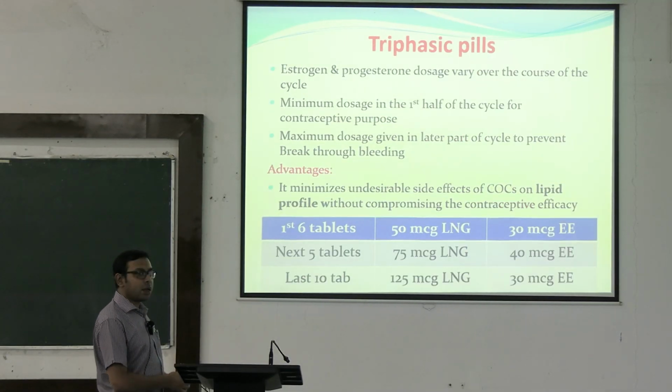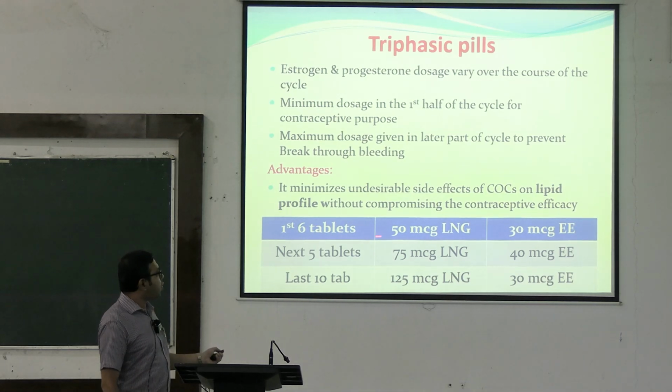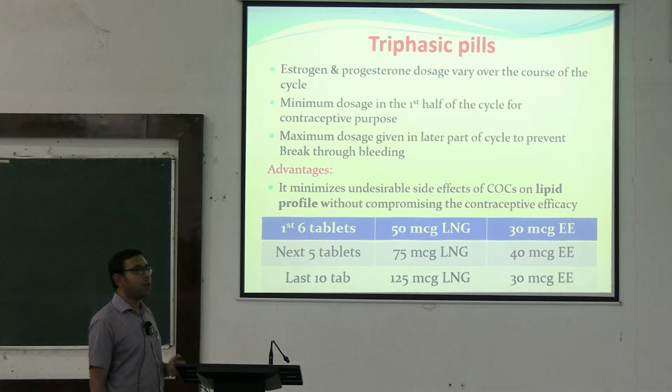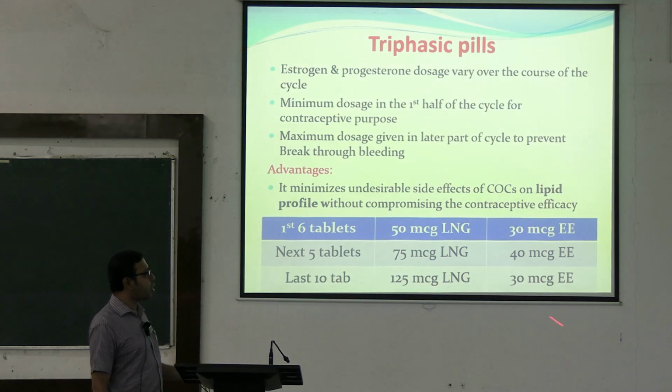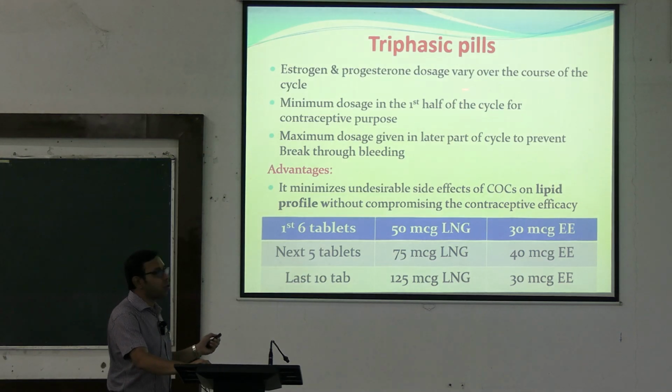So the triphasic pills, like already we have discussed, the first 6 tablets contain 50 microgram of levonorgestrel and 30 microgram of ethinyl estradiol. The next 5 tablets contain 75 microgram levonorgestrel, 40 microgram ethinyl estradiol. And the last 10 tablets contain 125 microgram levonorgestrel and 30 microgram ethinyl estradiol. So you can say there are changes. So estrogen and progesterone doses vary over the course of the cycle. Minimal doses in the first half of the cycle for the contraceptive purpose, and the maximum doses given in the latter part of the cycle to prevent the breakthrough bleeding.